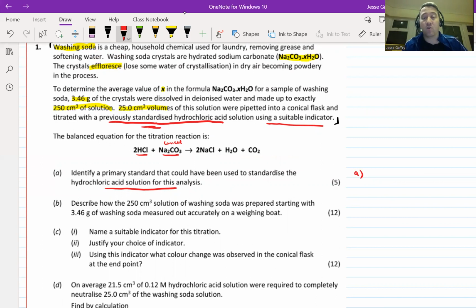So hopefully you guys know this. There's really only one primary standard on the course. So do you know what it was? Pause the video and write down your answer now.